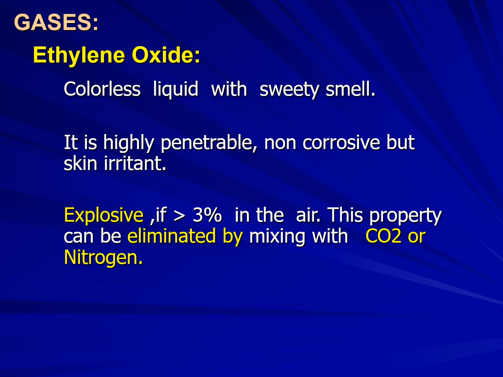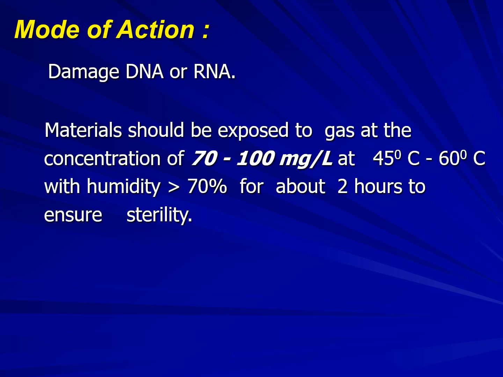Okay. So ethylene oxide is a colorless liquid with a sweet smell. It is highly penetrable, non-corrosive but a skin irritant, and explosive if greater than 3% in the air. This property can be eliminated by mixing with CO2 or nitrogen. So the mode of action of ethylene oxide is it damages DNA or RNA of bacteria, and the material should be exposed to gas at the concentration of 70 to 100 mg per liter at 45 to 60 degrees Celsius with humidity greater than 70% for about 2 hours to ensure sterility.